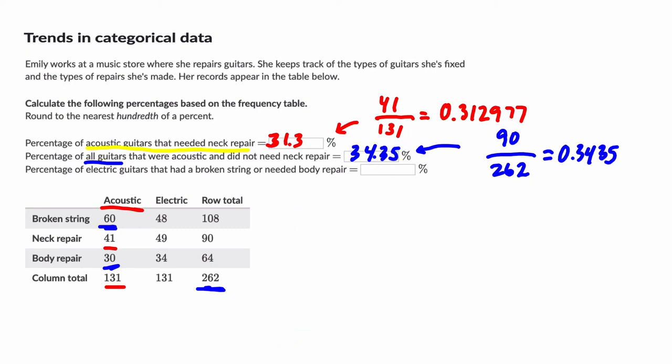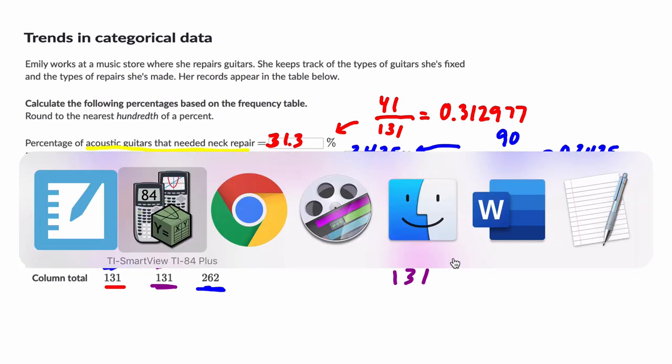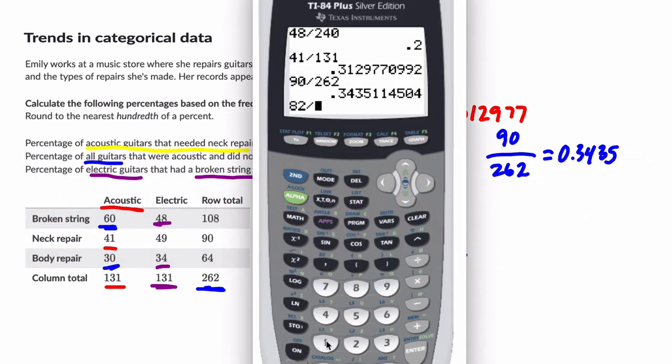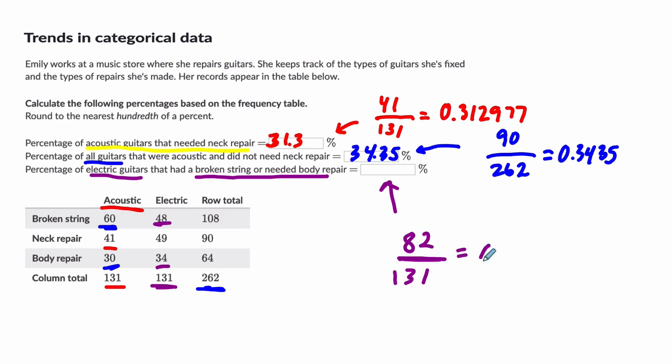34.35%. And then finally, we have the percentage of all electric guitars that had a broken string or needed body repair. So let's go to electric. Given that it's electric, there are 131 guitars that are electric, and broken string or body repair. So broken string or body repair: 48 plus 34 is 82, so it's 82 out of 131, and that's our final calculation here, 82 divided by 131, and that's 62.595, okay, so 0.62595, which is 62.6%.